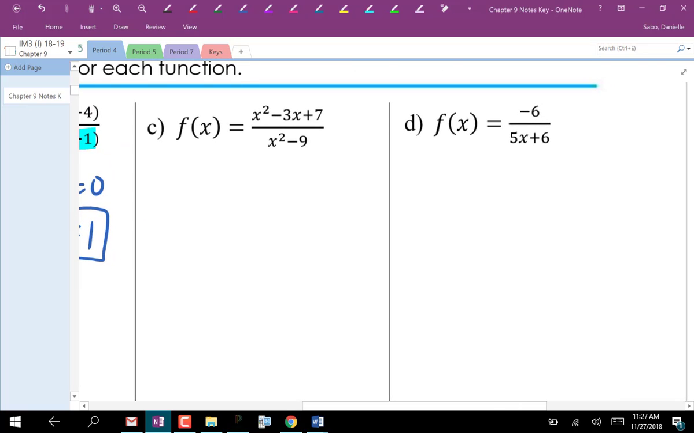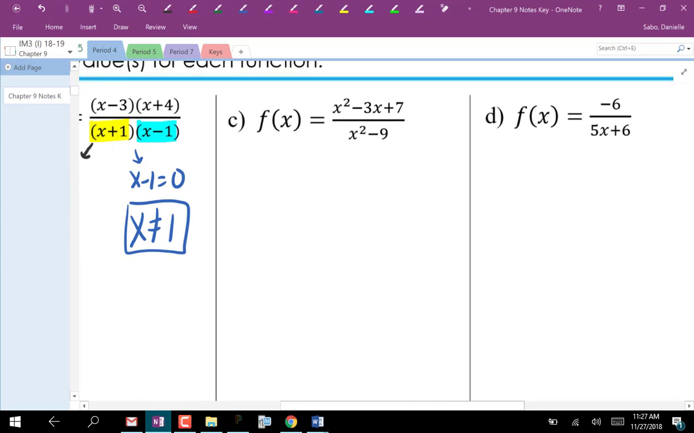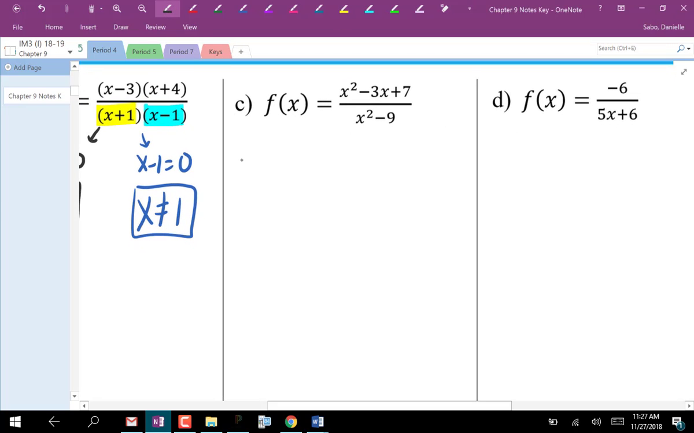Let's go back to C. This one we can't figure that out right away because we need a factor first. We're just going to factor the denominator for now. Don't worry about the top piece yet. We'll get to the top piece tomorrow. So let's just factor out the denominator. So I'm going to put a little star here. Factor first.